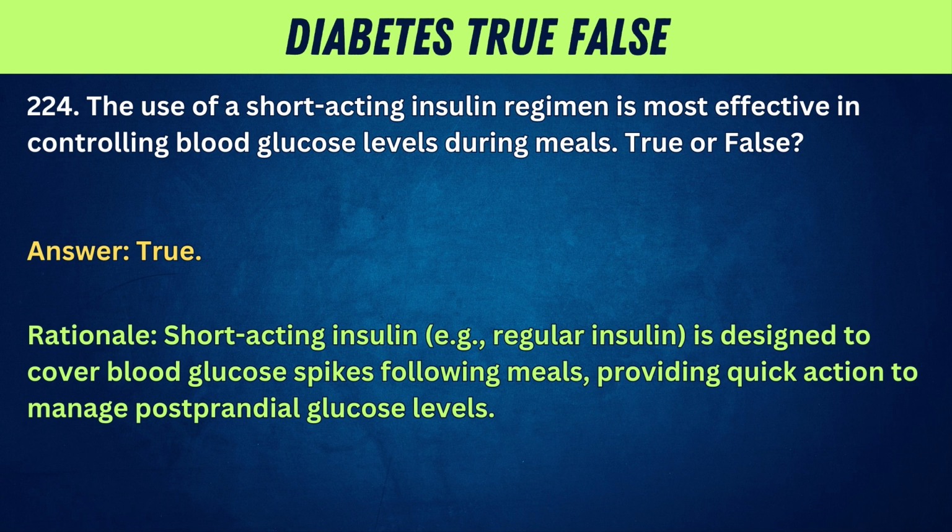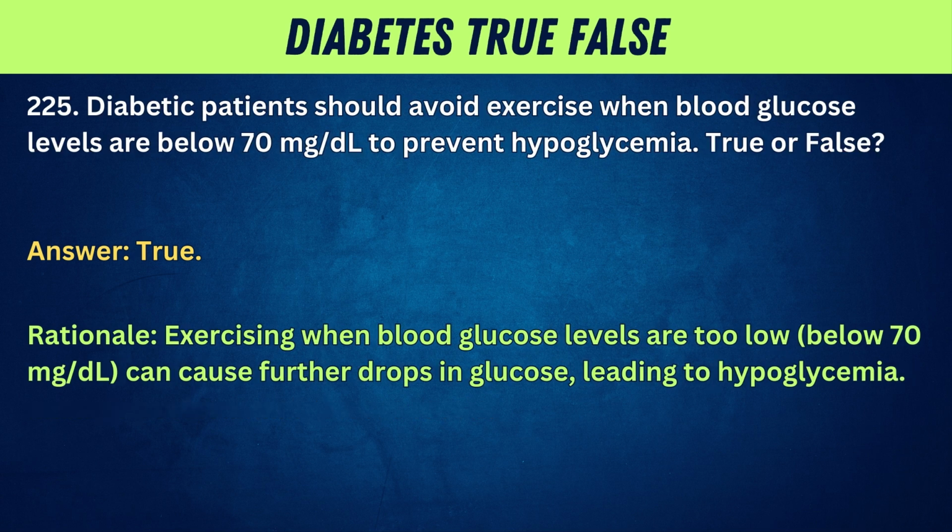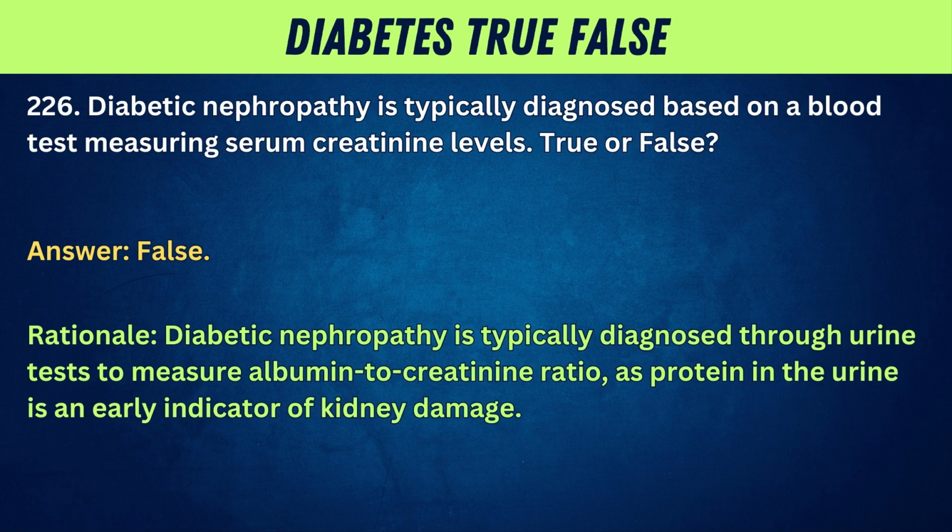postprandial glucose levels. 225. Diabetic patients should avoid exercise when blood glucose levels are below 70 mg per deciliter to prevent hypoglycemia. True or false? Answer: true. Rationale: exercising when blood glucose levels are too low, below 70 mg per deciliter, can cause further drops in glucose, leading to hypoglycemia.